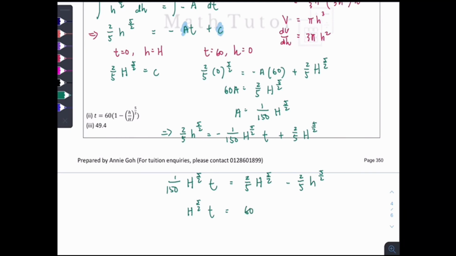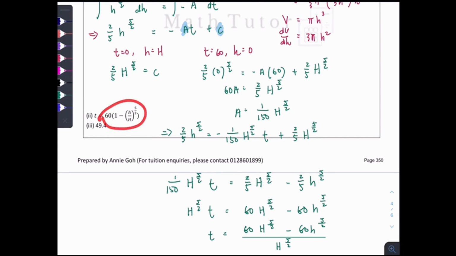You can either choose to factorize the 60 or leave the 60 here in each term and move the h to this side. Hence we'll get 60 big H power 5 over 2 minus 60 small h power 5 over 2, over the big H power 5 over 2. So you can leave your answer in this form, or you can simplify it into this form. That's up to you.